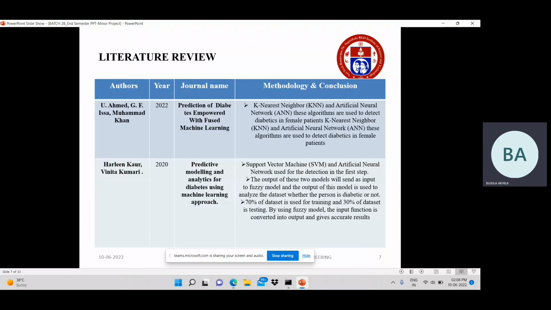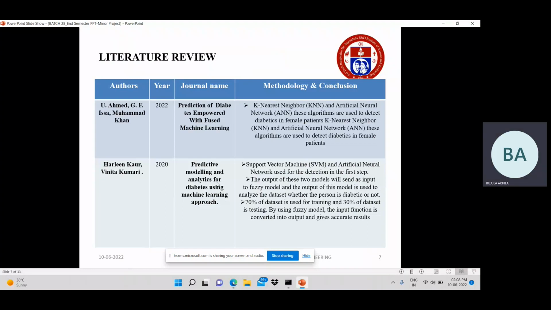We have taken some journals, and our first journal name is Prediction of Diabetics Empowered with Fused Machine Learning. The authors were U. Ahmed and Issei Muhammad Khan. In this, they have used KNN and artificial neural network algorithms to detect diabetes in female patients.